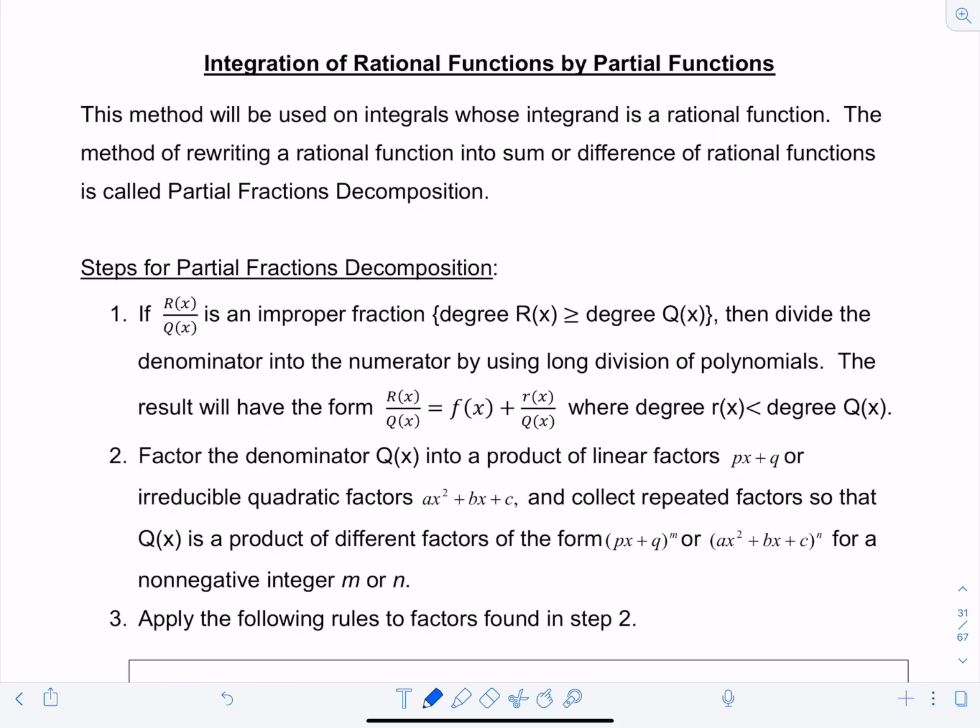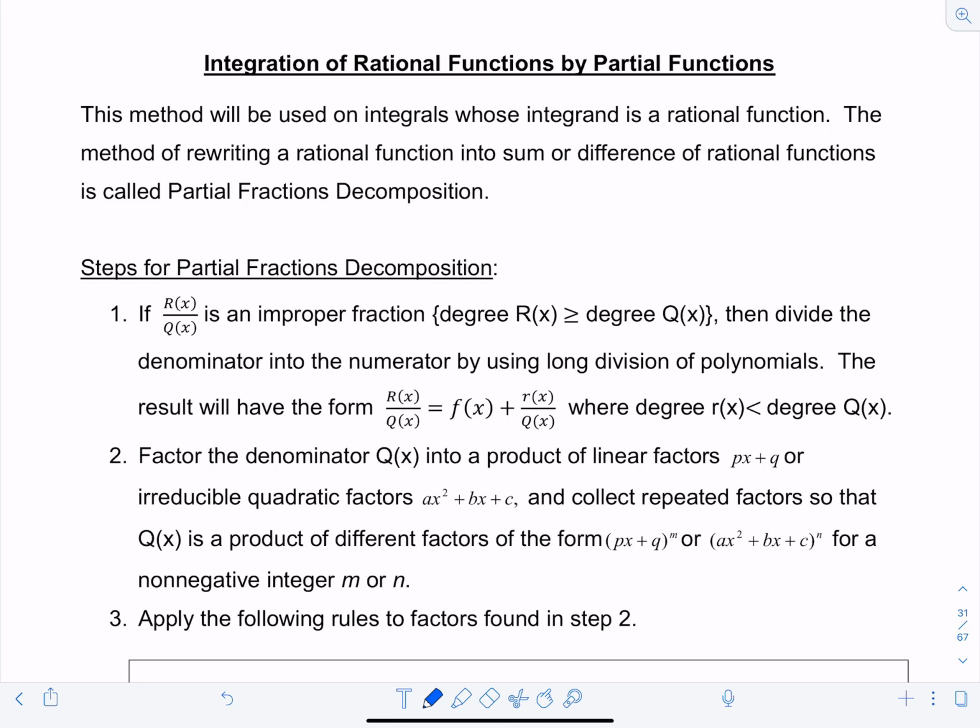This is Calculus 2 video lecture number 4 on integration of rational functions by partial fractions. So this method will be used on integrals whose integrand is a rational function, and the method of rewriting a rational function into a sum or difference of rational functions is called partial fraction decomposition.